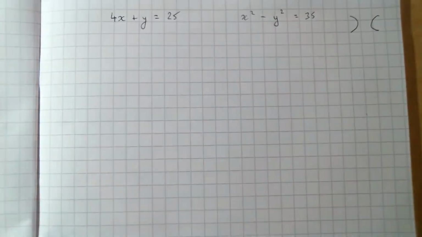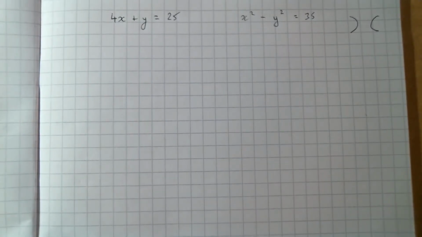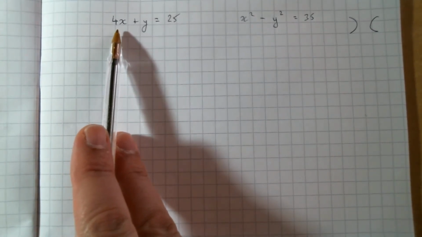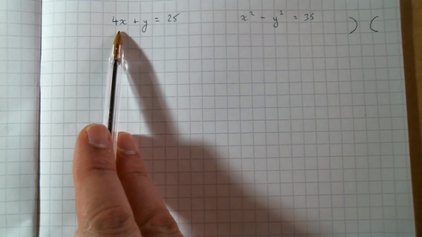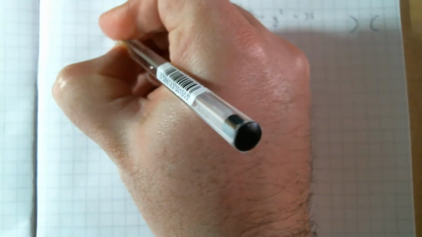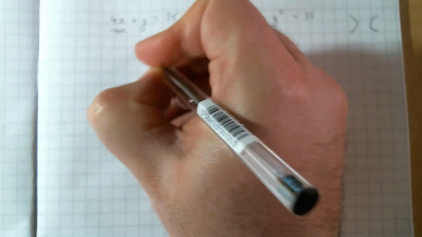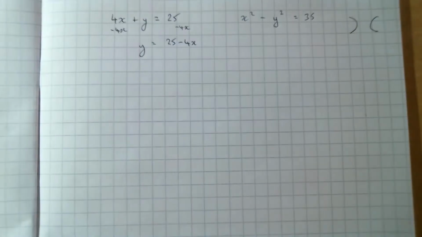Once again, this is too complicated to try and rearrange. This is definitely the one to start with. And because, as I've said before, I don't really want a fraction, if I try and make x the subject, I'm going to get a denominator of 4. Don't like that very much. I'm going to make y the subject. We'll take 4x from each side. Y equals 25 minus 4x.